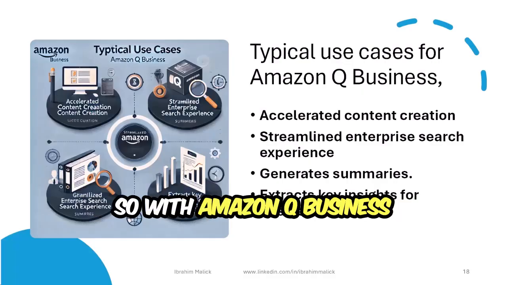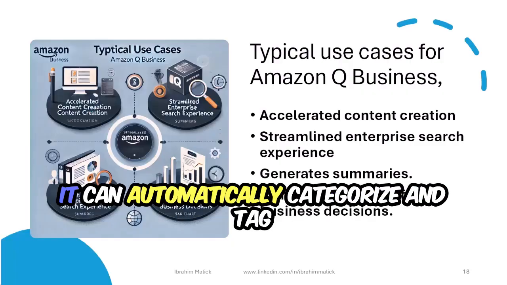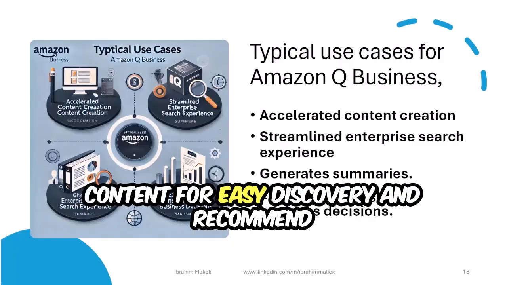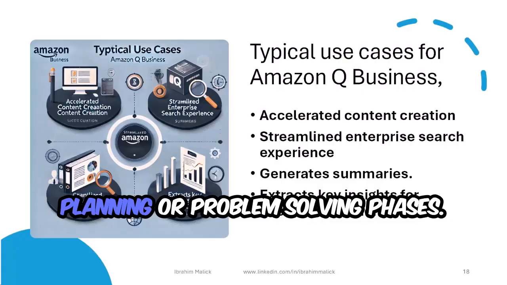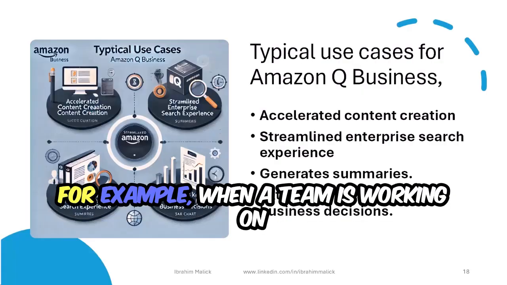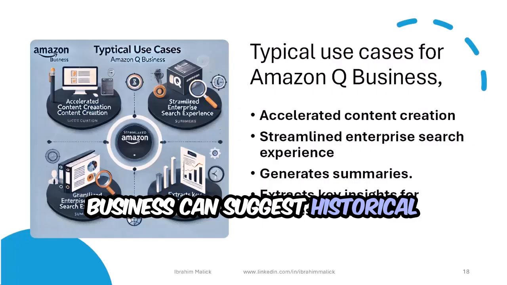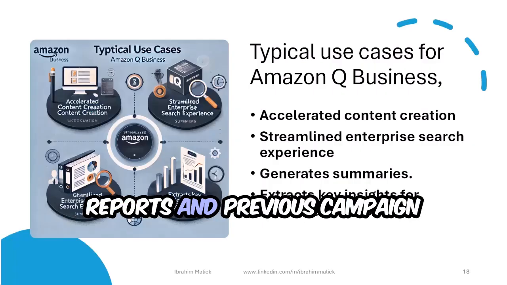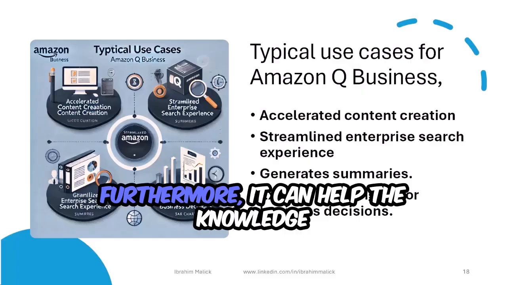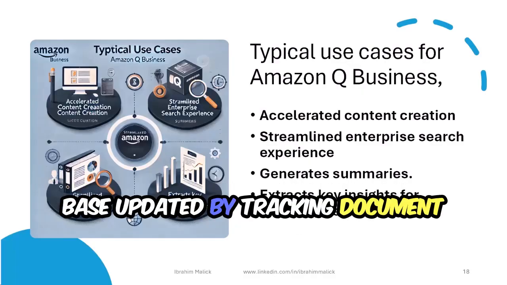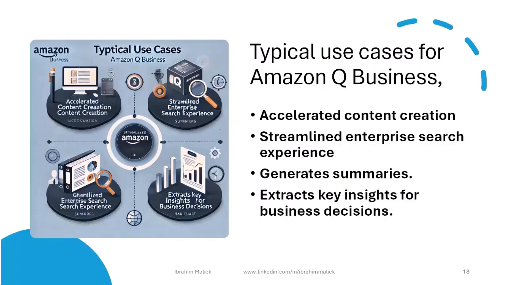So with Amazon Q Business, organizations can manage their knowledge bases more effectively. It can automatically categorize and tag content for easy discovery and recommend relevant documents during project planning or problem solving phases, right? For example, when a team is working on a new product launch, Amazon Q Business can suggest historical performance data, market analysis reports, and previous campaign strategies to support informed decision making, right? Furthermore, it can help keep the knowledge base updated by tracking document versions and alerting users when critical updates are available.